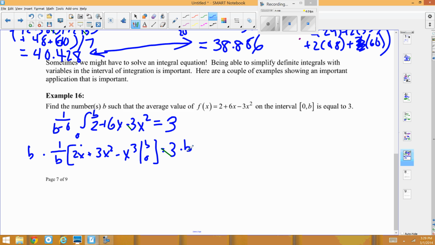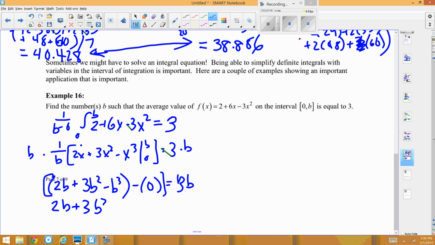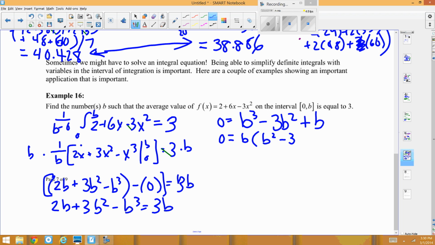So now I'm going to evaluate. So I get 2b plus 3b squared minus b cubed minus 0. Nice. Okay, equals 3b. All right, so I have 2b plus 3b squared minus b cubed equals 3b. Put everything on one side. I like everything to be positive, so minus 3b squared plus b. We're trying to figure out where that's 0, so we could factor out a b. All right, so that would be b equals 0.